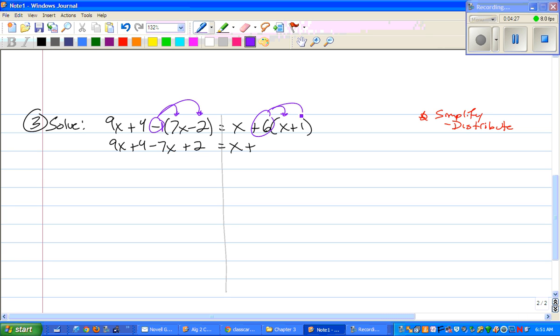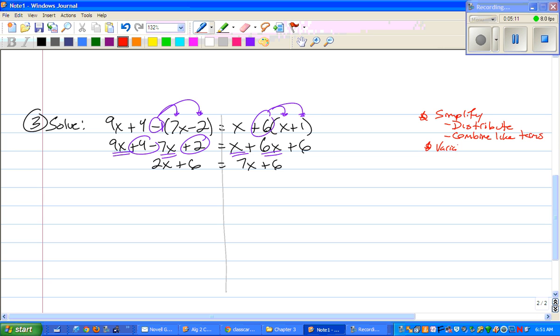Okay, once again, we need to distribute. And that gives us 6x plus 6. Okay, so now we need to combine like terms. So that's what we got on the left side. So 9x minus 7x is 2x, and 4 plus 2 is 6. On the other side, we got 6x and x, and combine that together, we get 7x plus 6.